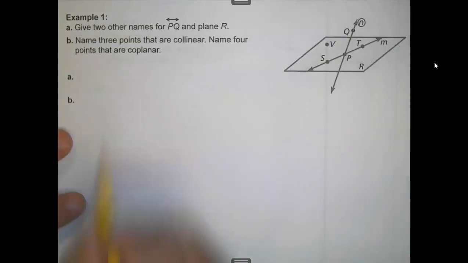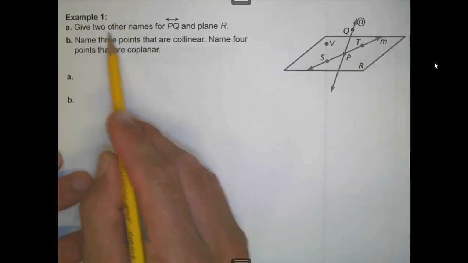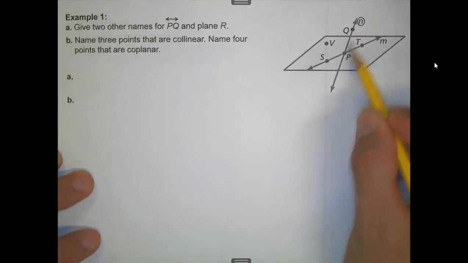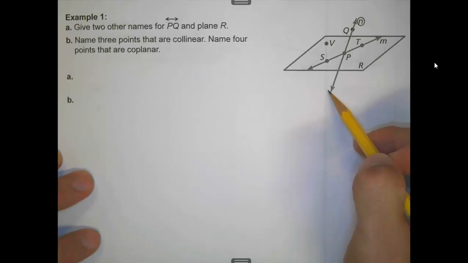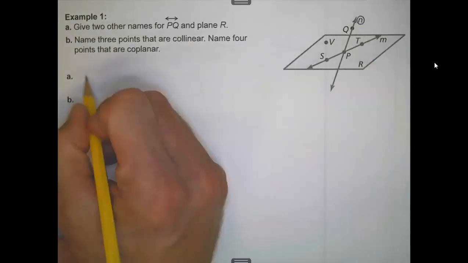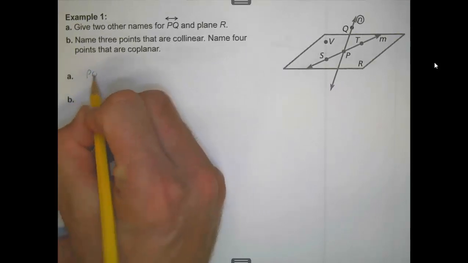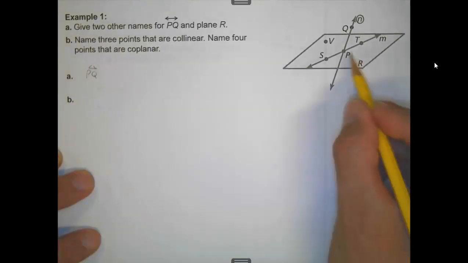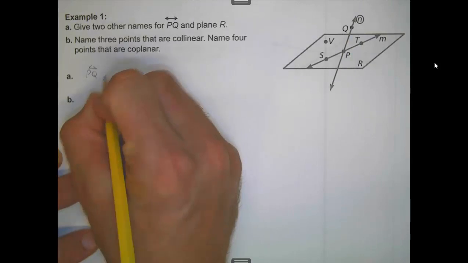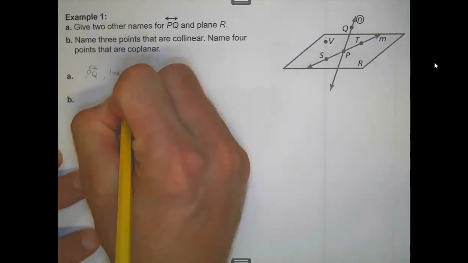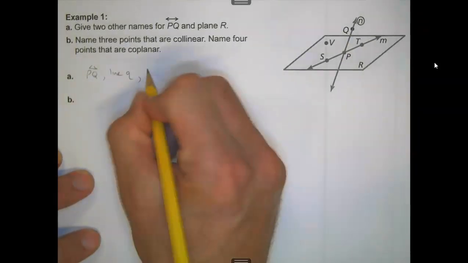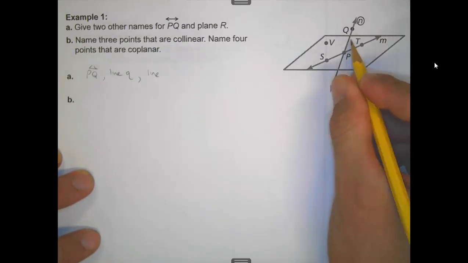Okay, so the first example wants us to give two other names for line PQ. Line PQ is this line here that goes what appears to be vertical through this plane. So let's start with line PQ. We can name line PQ in other ways. We can name it line Q, for example. So line Q works just fine. You can use any point, so line P.